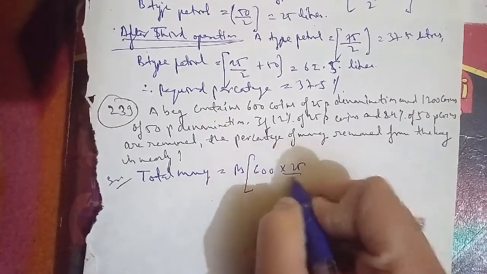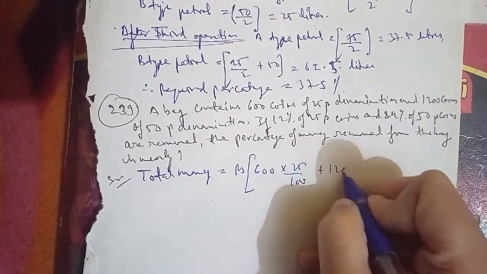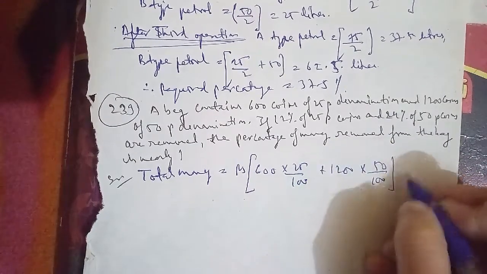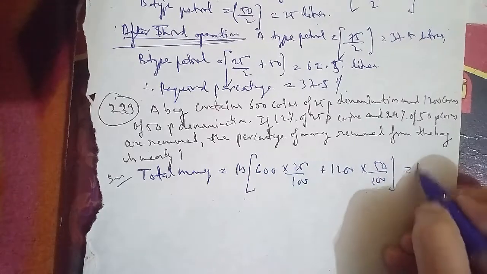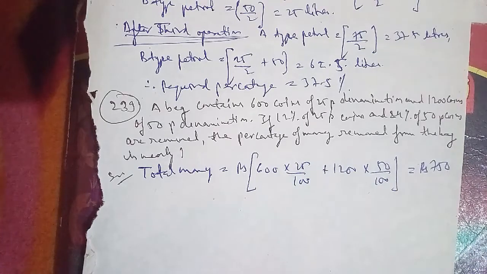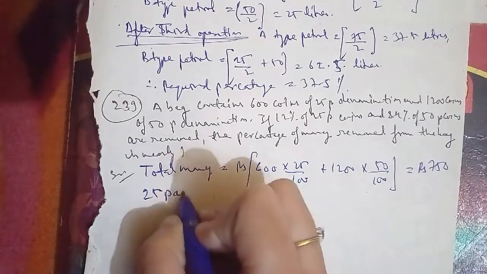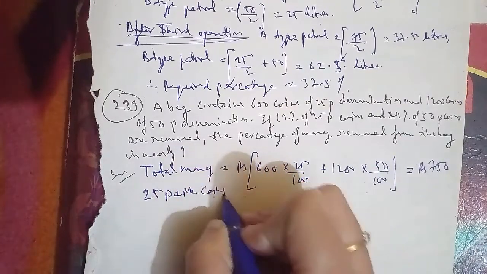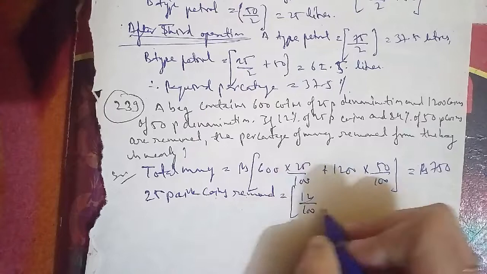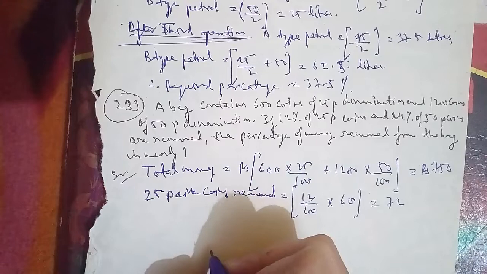Equals rupees 72 into 25 upon 100 plus 288 into 50 upon 100, which equals rupees 162. So the required percentage equals 162 upon 750 into 100 percent, which equals 21.6%.